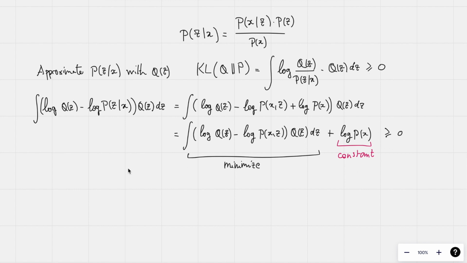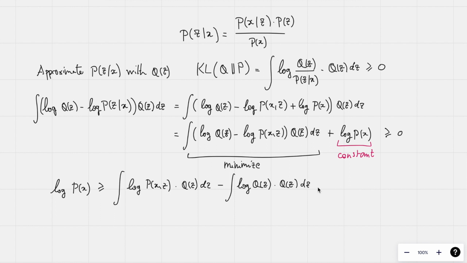So now if we re-express this in a slightly different way, we find that the logarithm of p of x, which is called the logarithm of the evidence, the denominator of Bayes' formula being called the evidence, is always greater than this particular expression, which is the one that I wrote here with a minus sign. And I'm going to just swap the terms around, which means that this is equal to the integral of log p of x, z times q of z dz minus the integral of log of q of z times q of z dz. And that here is called the ELBO.